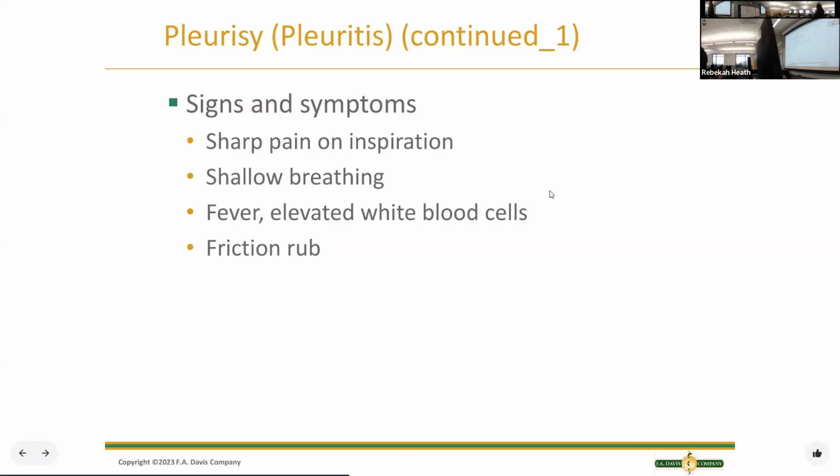Just like in any infection, we're going to see fever, elevated white blood cell counts, and probably a friction rub. You guys have done lung sounds in lab, yeah? You know, the friction rub. It's a coarse sound, that's not quite the right word, but it's kind of a deep, almost flapping sound. It's the chest wall and the lungs catching a little bit.